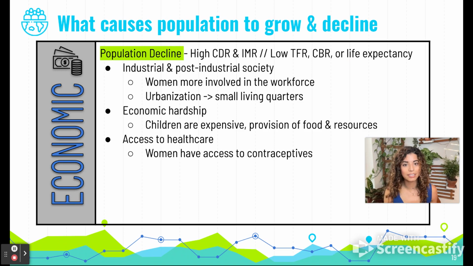Urbanization also has caused a lot smaller living quarters, a lot more expensive living quarters. So it's more difficult to have a larger family. It's more expensive.